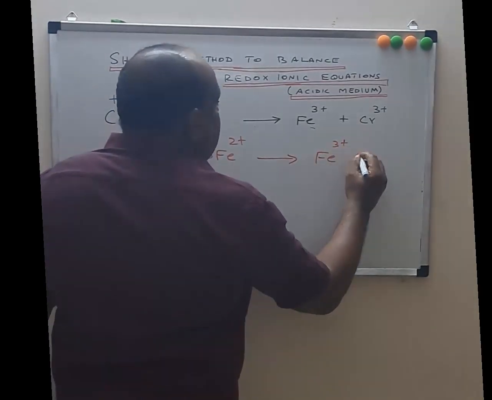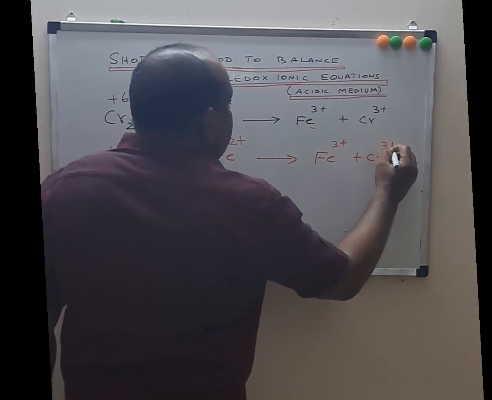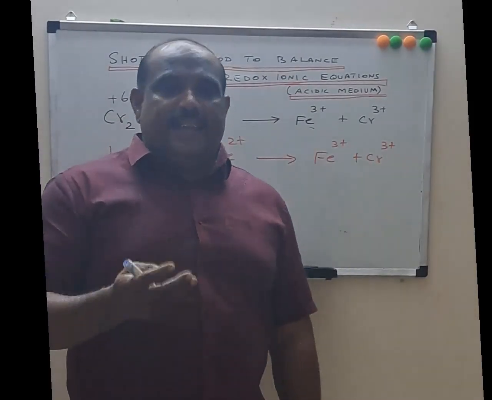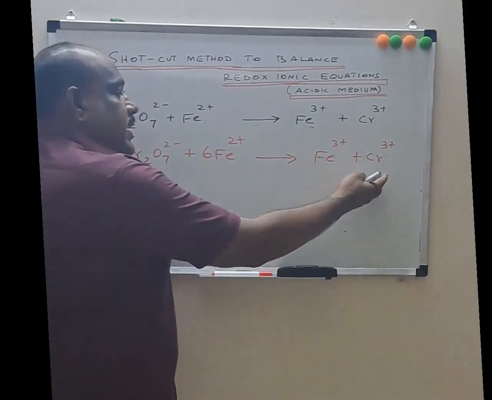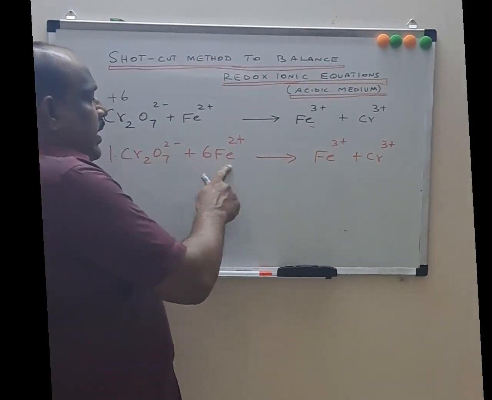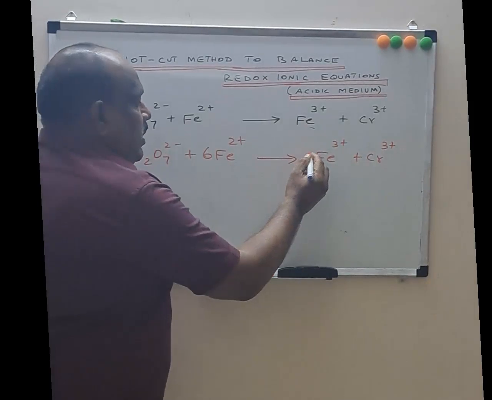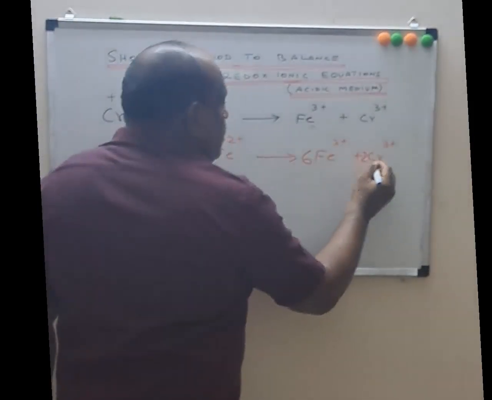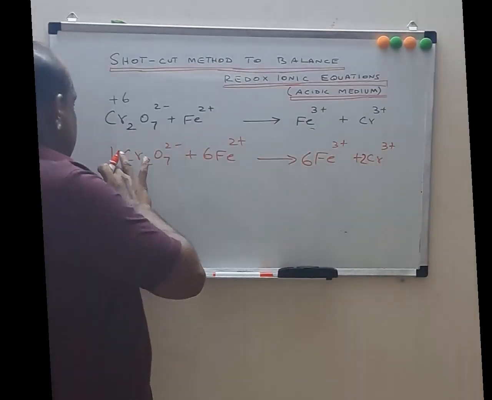Fe3+, this is normal balancing. Only for the left hand side, we are taking this value from the difference of the chromium atom and the iron atom. But for the right hand side, you have to balance with these numbers. So how many iron atoms are there? 6. So you multiply here also by 6. How many chromium atoms are there? 2. So you multiply this also by 2. Got it? So there is no need to put 1.